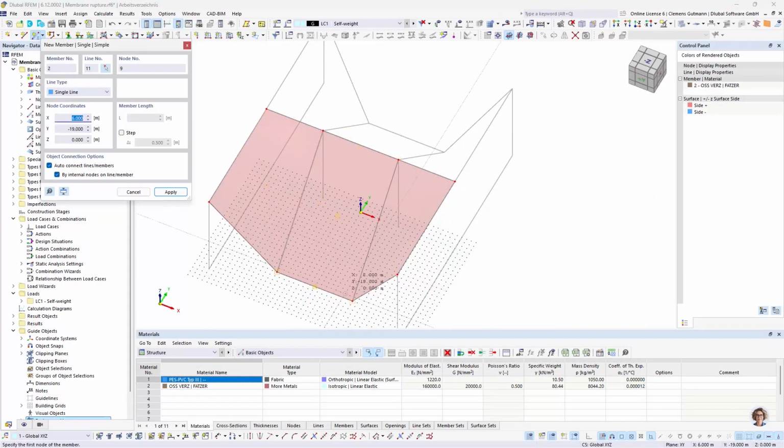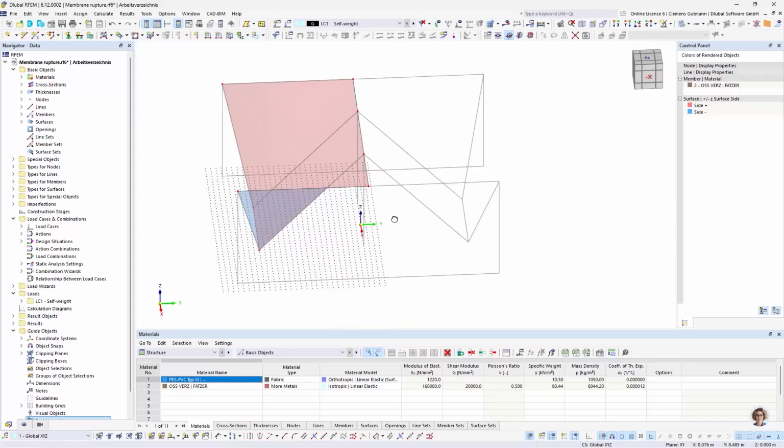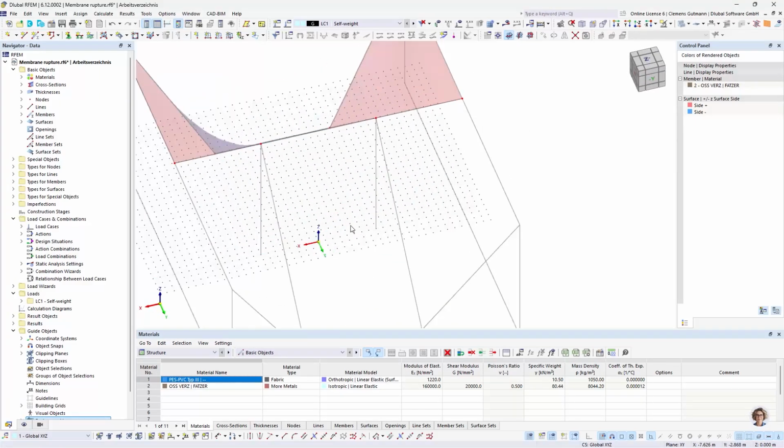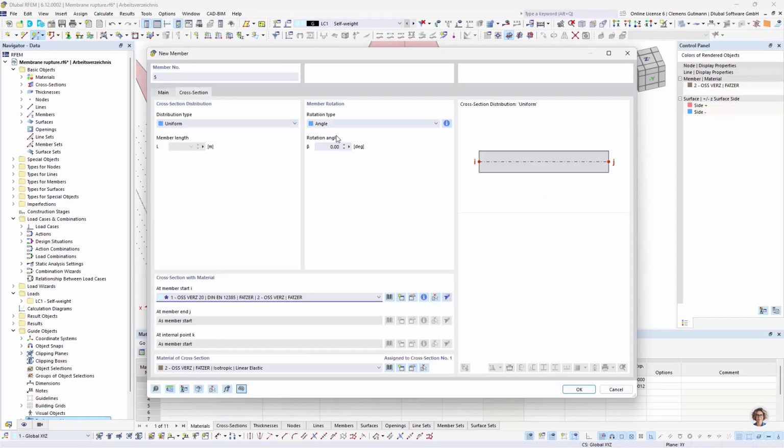So one of the cables will be here, and the other one's here. Good. So that's the cables, and then we have some pylons, and these pylons are made of a hollow cross-section.